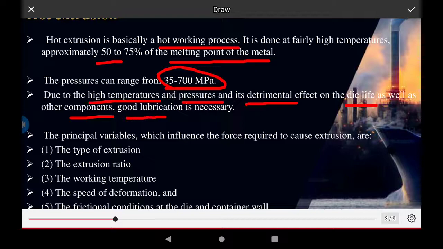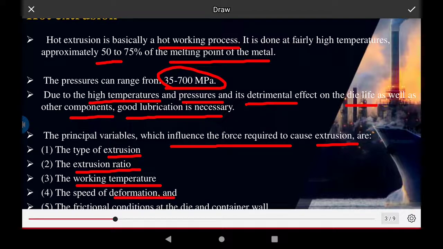Good lubrication is necessary. The principal variables which influence the force required in extrusion are the extrusion ratio, working temperature, speed of deformation, and the frictional condition at the die and the container wall.